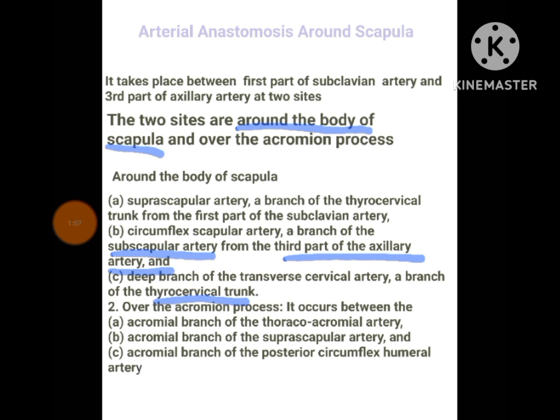Over the acromion process, it occurs between the acromial branches of the thoracoacromial artery, the suprascapular artery, and the posterior circumflex humeral artery.